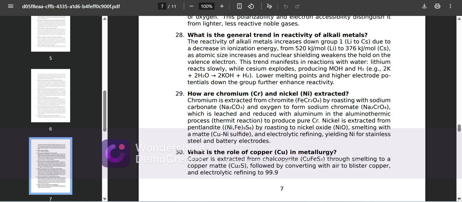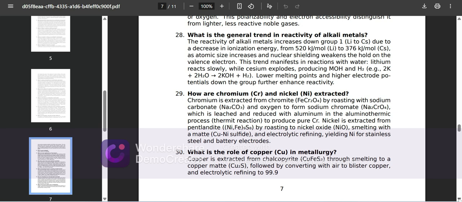However, chromium and nickel are extracted differently. Chromium is extracted from chromite, FeCr2O4, by roasting with sodium carbonate, Na2CO3, and oxygen to form sodium chromate, Na2CrO4, which is leached and reduced with aluminum in the aluminothermic thermite reaction to produce pure chromium.